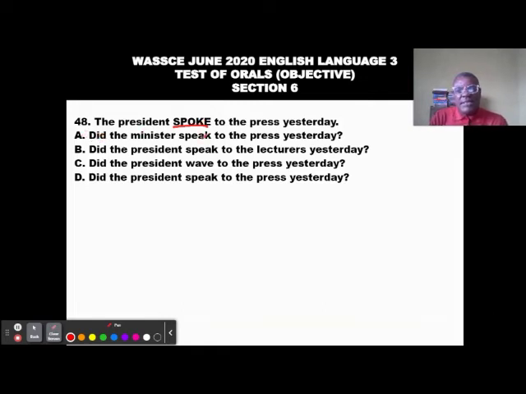Option A, did the minister speak to the press yesterday? B, did the president speak to the lecturers yesterday? C, did the president wave to the press yesterday? D, did the president speak to the press yesterday? The correct option is C. Did the president wave to the press yesterday?